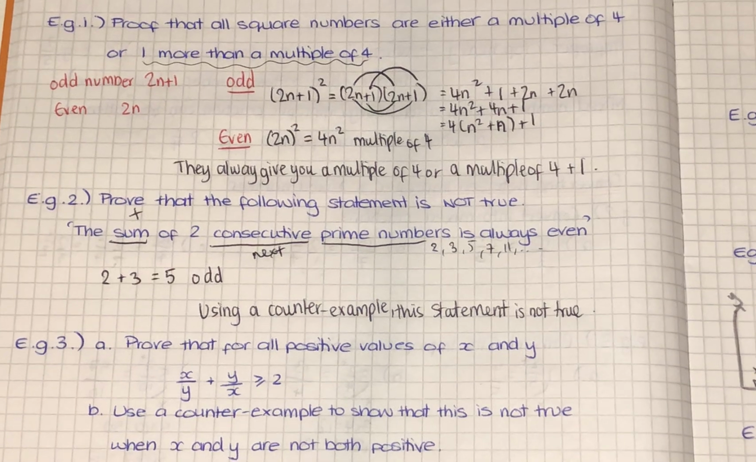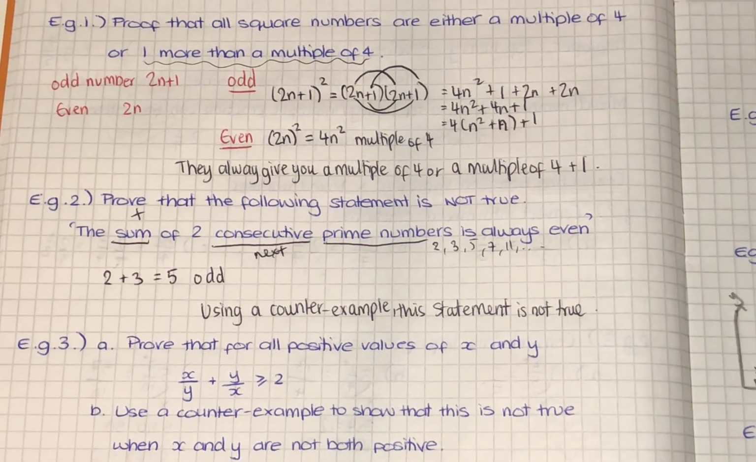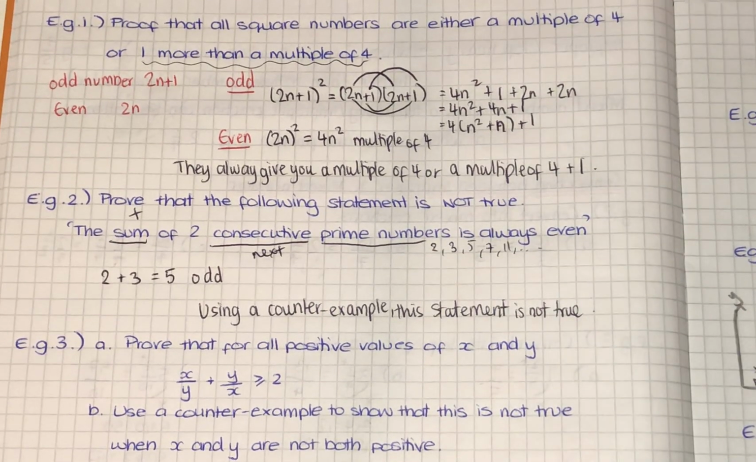Now, if that one didn't work, as I said, you just keep going. But I think actually that is the only one that does work. The rest of them will always be even. It's because of the 2.